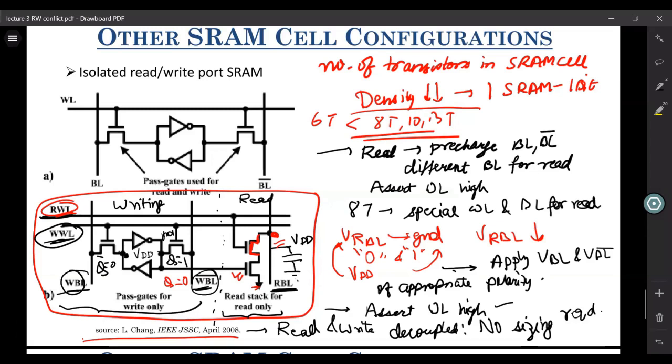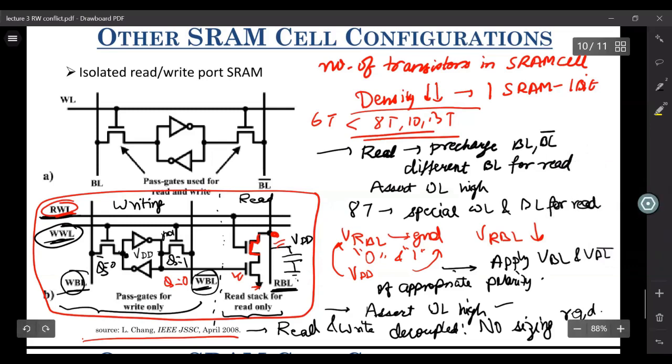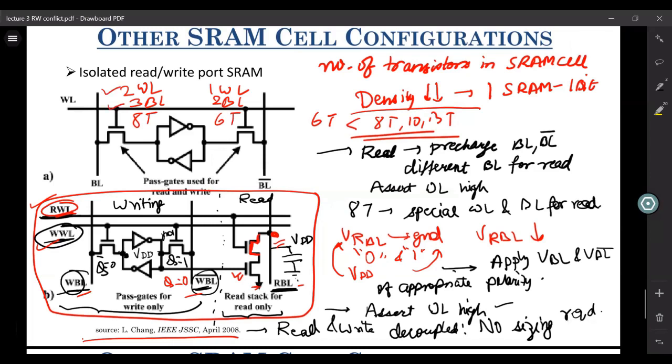What are the disadvantages? Let us look at the disadvantages first. You have two word lines as compared to your 6T, which has one word line. You have three bit lines, while you only have 2 bit lines for your 6T SRAM cell. You have 8 transistors, while you only have 6 transistors in your 6T SRAM cell. Routing of 2 word lines and 3 bit lines for a single cell, as compared to routing of 1 word line and 2 bit lines for the 6T SRAM cell, would be very complex.